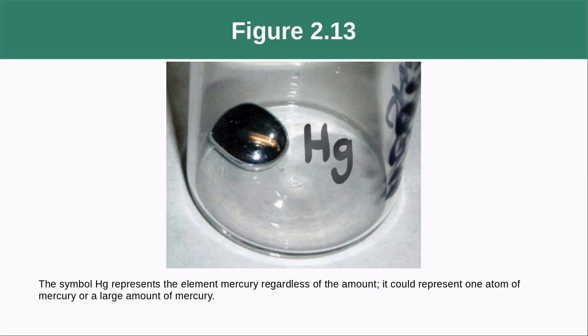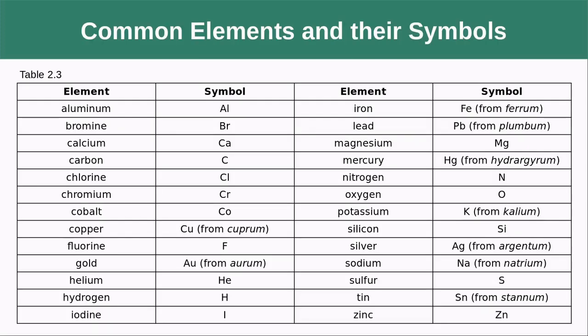Here is an example that's mercury in a jar with its little symbol, Hg, on it. Here is a list of some of the more common elements and their symbols. So, aluminum, we have Al, bromine, we have Br.